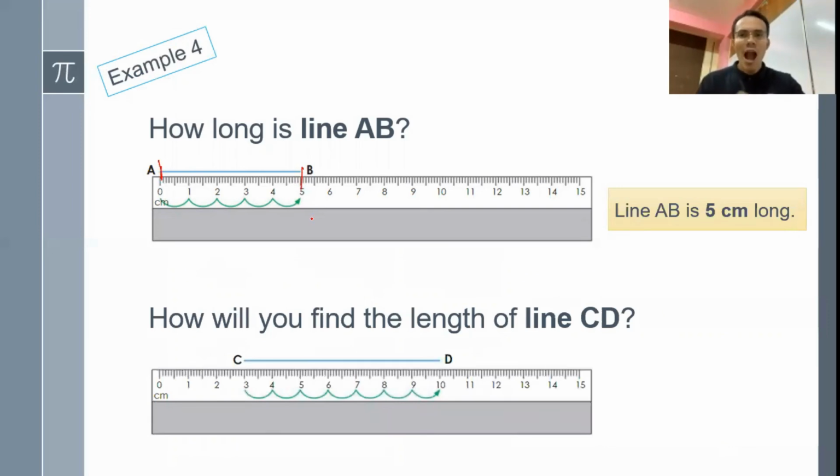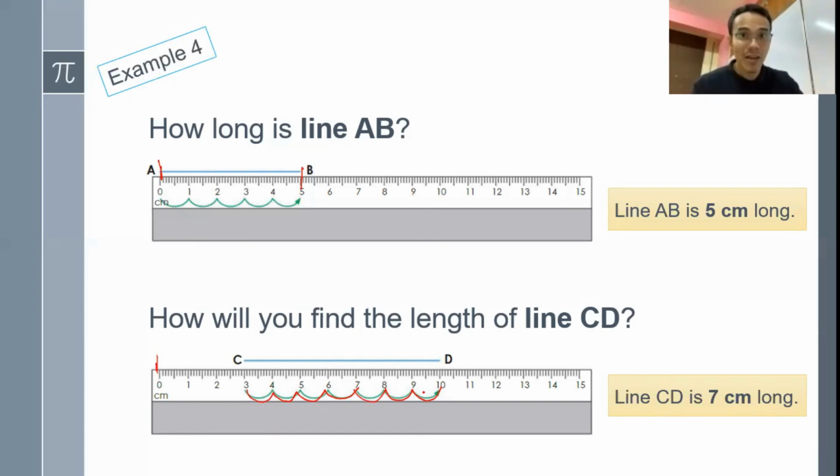Another one. How will you find the length of line CD? Look at the line. The line did not start at the 0 mark. So, this is what we are going to do. We are going to count starting from 3. We have 1, 2, 3, 4, 5, 6, 7. The length of line CD is 7 centimeters.